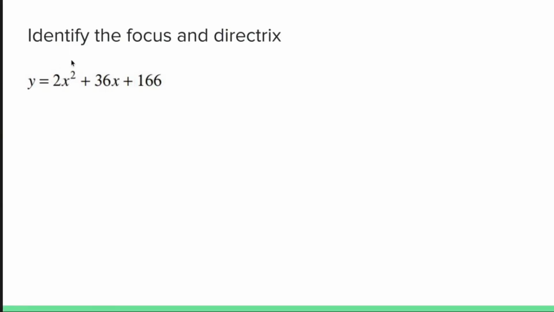All right, this is a rough one. Identify the focus and the directrix. The best way to do this is write this guy in vertex form. It's not in vertex form. Vertex form is this: y equals x minus h squared plus k.